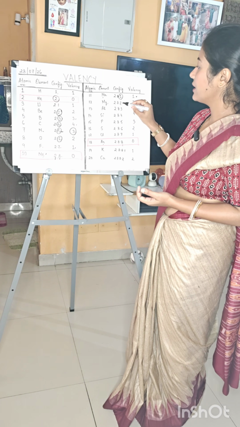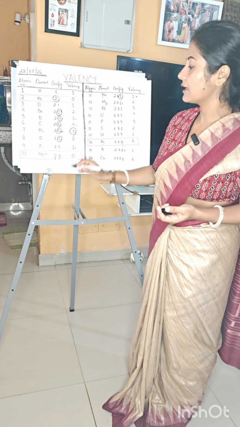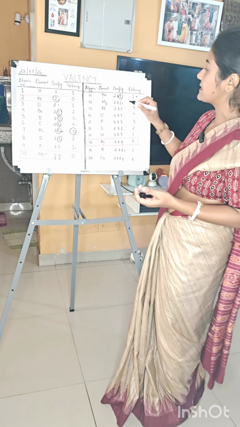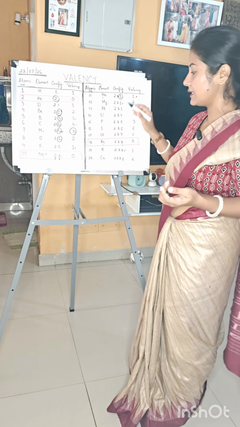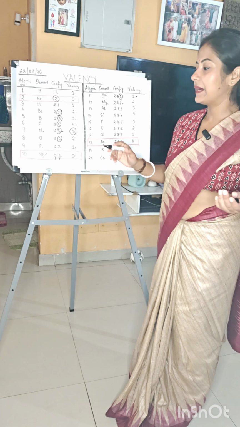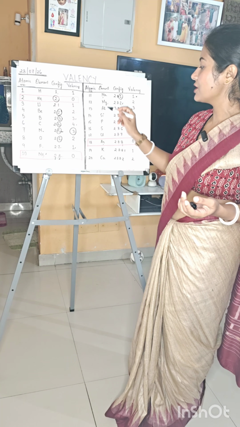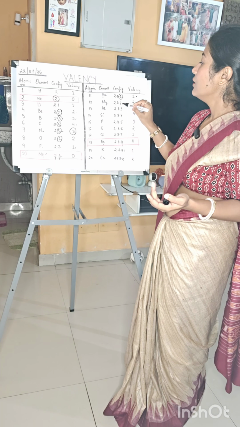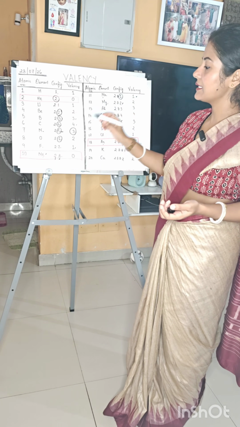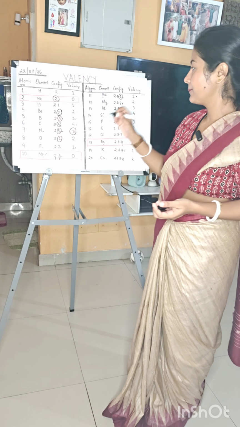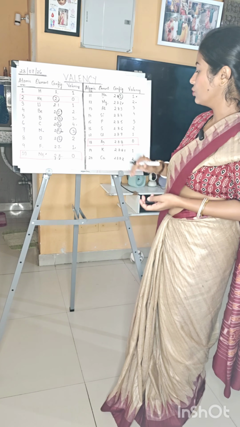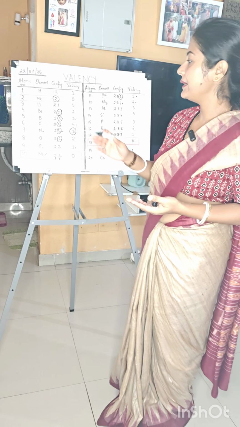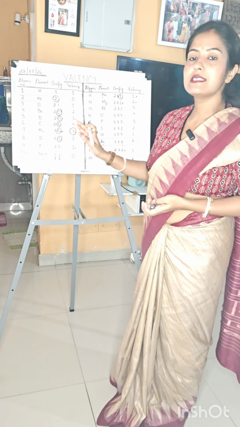Either it can donate these 2 electrons to attain the configuration of neon, or it can accept 6 electrons to attain the configuration of argon. But since neon is nearer to magnesium than argon, the preferred choice is that it will lose these 2 electrons and attain the configuration of neon. So its valency is 2.